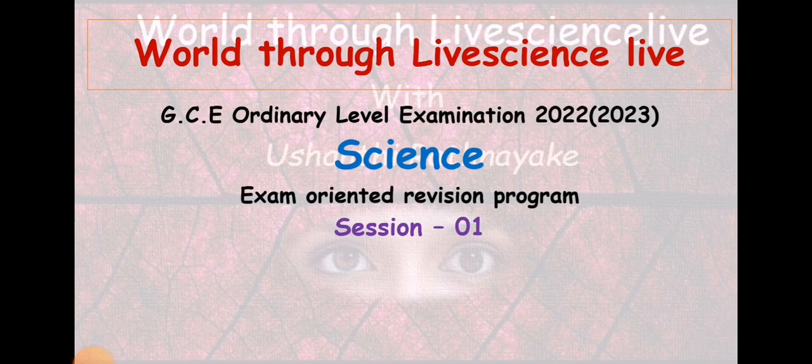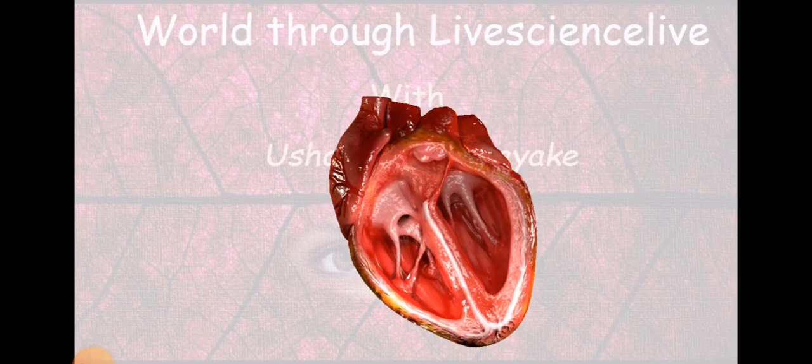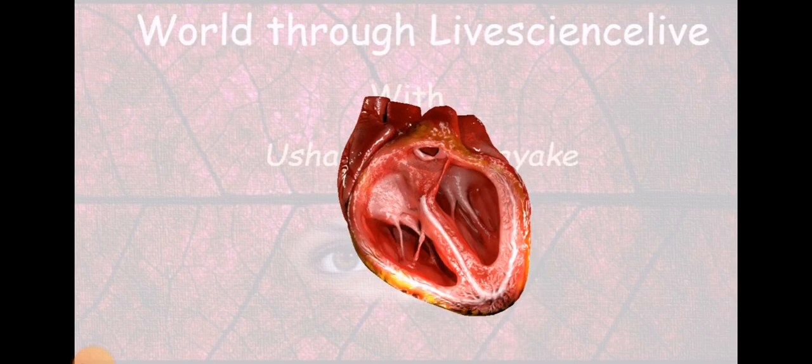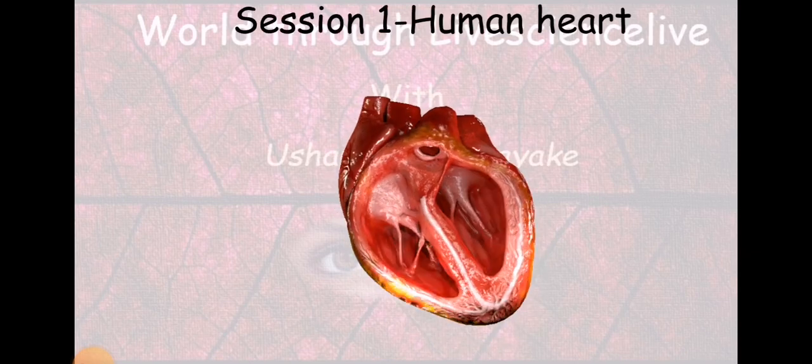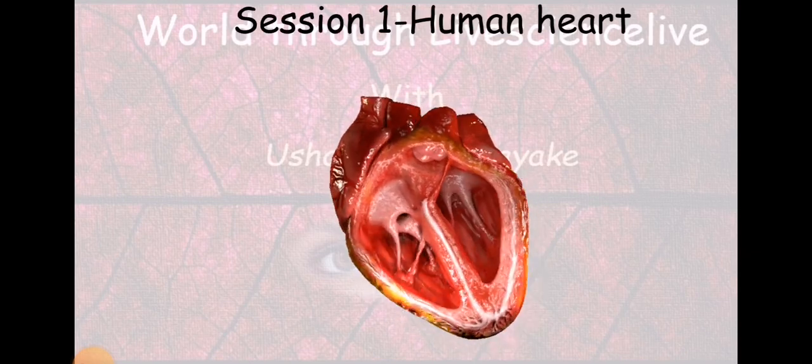I'm going to give you a clue so that you will guess what we are going to learn today. This is an interesting biological matter we are learning under the GCE Ordinary Level syllabus. Let's get started. Yes, you're correct, children. Human heart. From session 1, we are going to talk about the human heart.